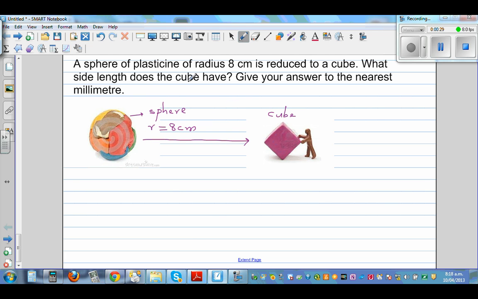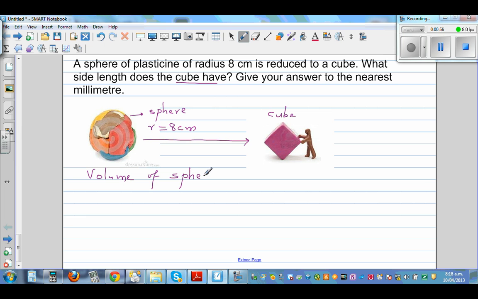Okay, the cube. You want to find the length of this cube to the nearest millimeter, the side length. One thing you have to understand for this type of question is that the volume of the sphere is equal to the volume of the cube.